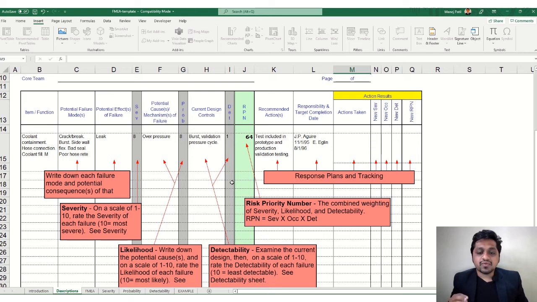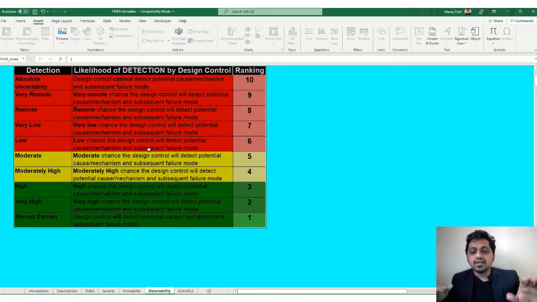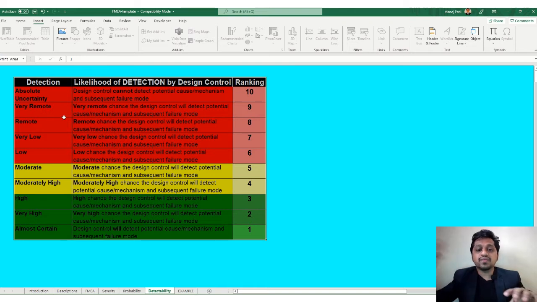That means we have to examine the current design, and then we have to scale it from 1 to 10, the rate of detectability of each failure. 10 is very less detectable. That means I haven't taken care of anything in the machine, and that's why that failure is very less detectable. So as it is very less detectable, the probability of failure and the effect is very high, and that's why we have to give a ranking of 10 to that thing.